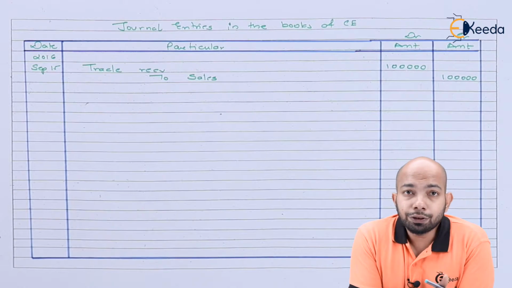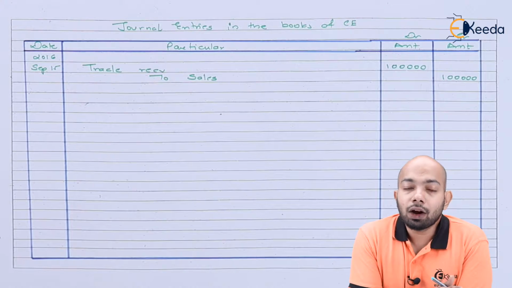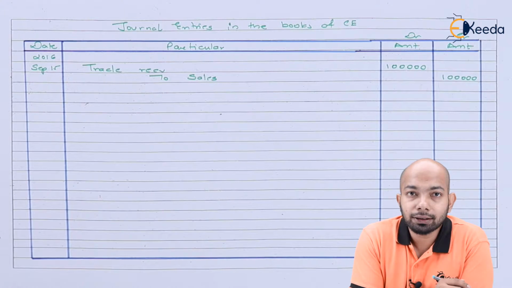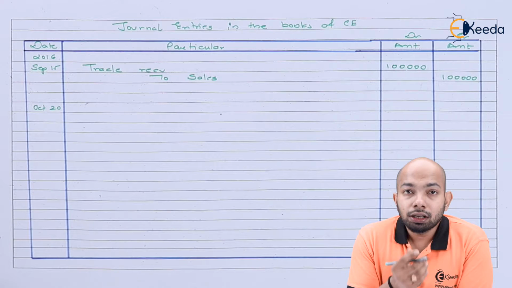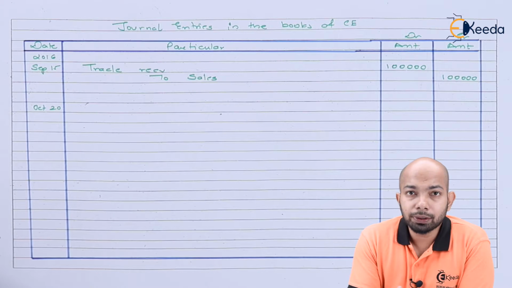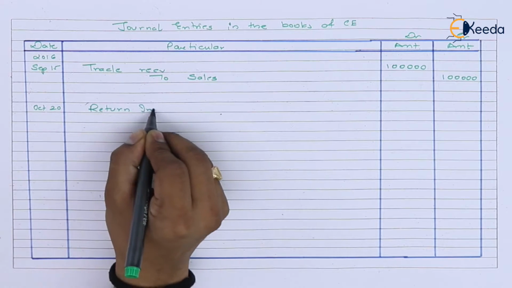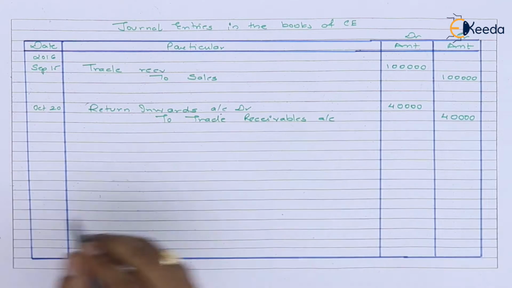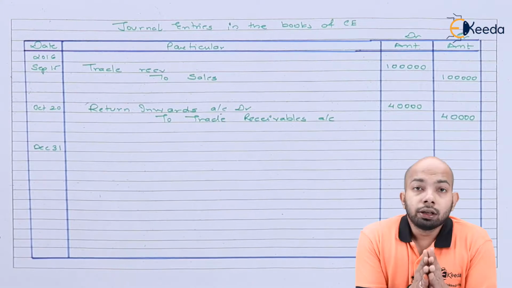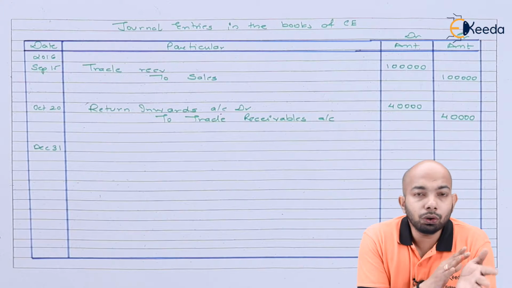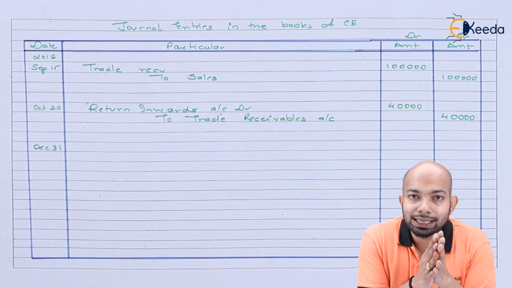Now the first entry is trade receivables account debit to sales account, amount is 1 lakh. That is the price that has been mentioned here. So this is the entry that we'll be passing. Now the second entry is for the amount that was returned back. So return inwards account debit to trade receivables. Now the third entry states that 40,000 of goods were approved. We don't have to pass any entry for this, as we've already discussed.